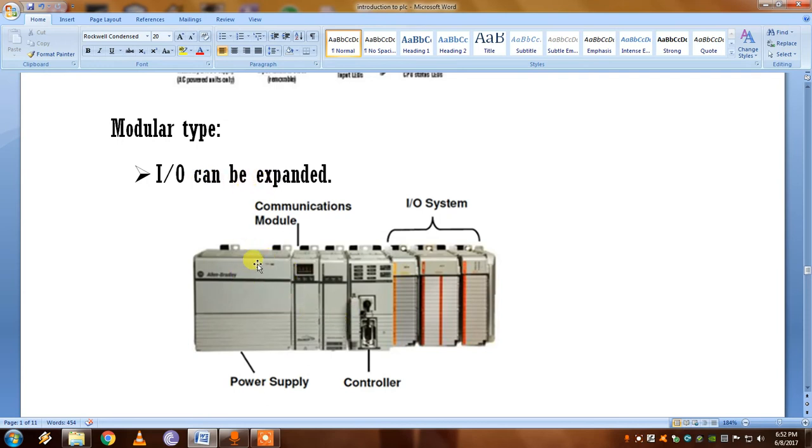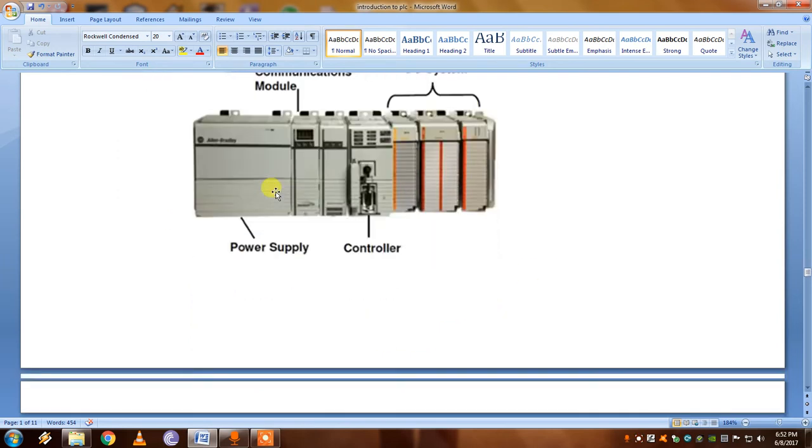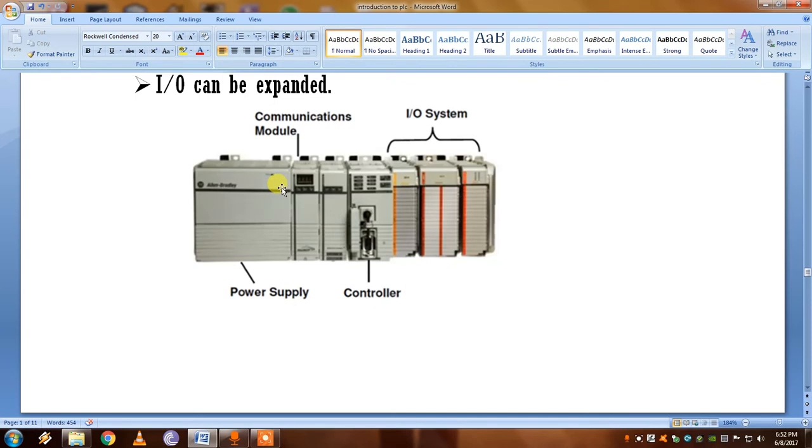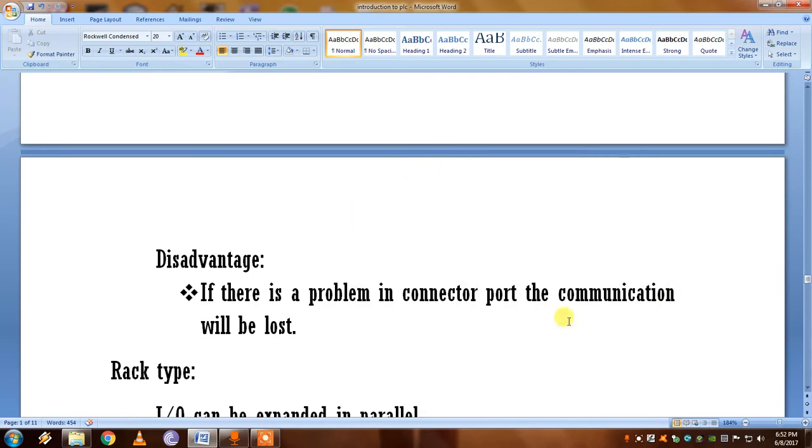In this, a communication port is there, through which the IO system can be expanded. Input or output modules can be expanded through it by a communication port. But the disadvantage here is that when the communication port fails, the whole IO system will be suspended from action, so we cannot control it. These are the disadvantages of the modular type.